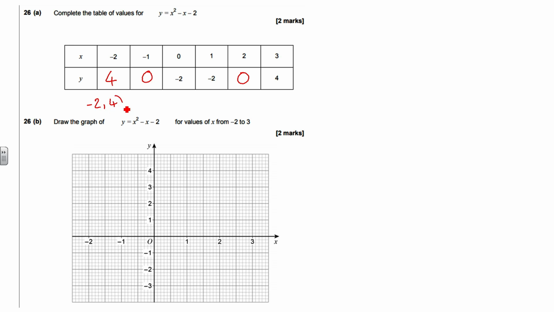This is the coordinate -2 and 4. So I go to x is -2, y is 4, I put a point. I go to x is -1, y is 0, put a point, 0, -2, 1, -2, 2, 0, and finally 3, 4. Now we are expected to know that these graphs follow a U shape, so they're not flat bottomed.